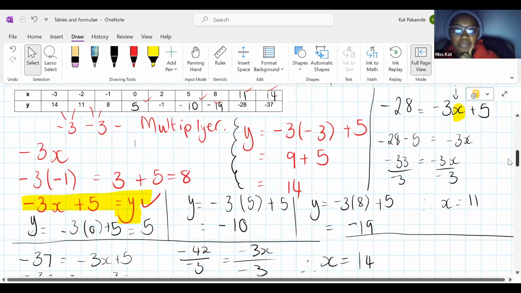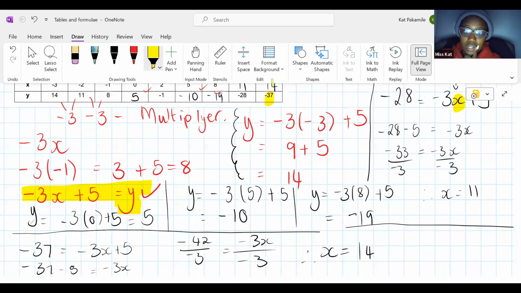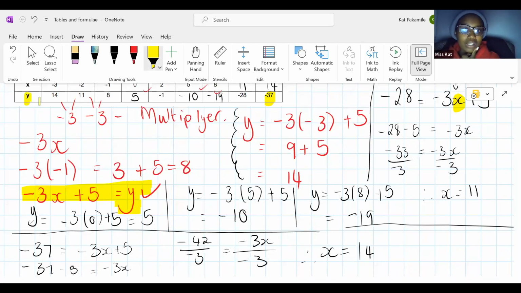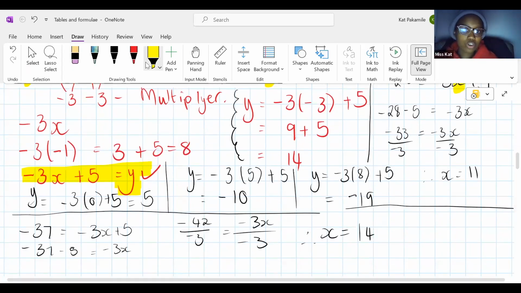Oh, the last one. Okay, so look at my table now. They gave us -37. Do you agree? Yes, ma'am. So you need to check, is my -37 my X or my Y? Is it your X or your Y? It's our Y. It's your Y. So then you go to your formula, and where there is a Y, you put -37. Do you understand? Yes, ma'am. So that's what we did over here.